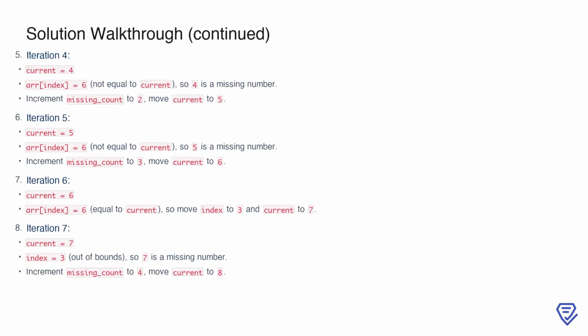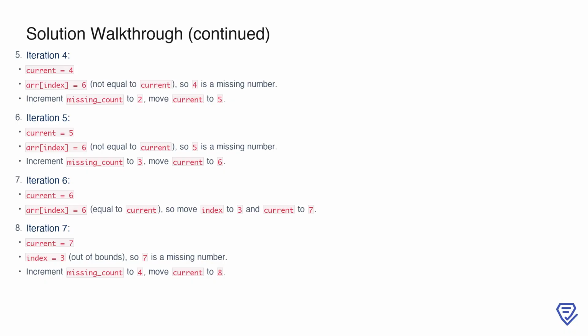Continuing, in the fourth iteration, current is 4, which does not match the array value at index 2, which is 6. This means 4 is a missing number. We increment missing_count to 2 and move current to 5. In the fifth iteration, current is 5, and the array value at index 2 is still 6. Since 5 is also not in the array, it is another missing number. We increment missing_count to 3 and move current to 6.